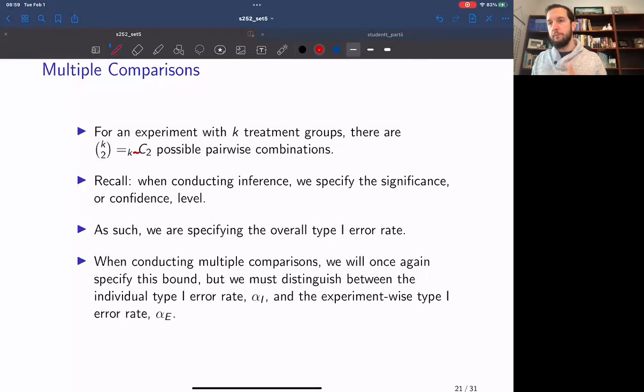And then that is the experiment-wise error. When we run the multiple comparison, we have to adjust the experiment-wise error such that the type 1 error for each of the different multiple comparisons does not go beyond that experiment-wise error. Okay.